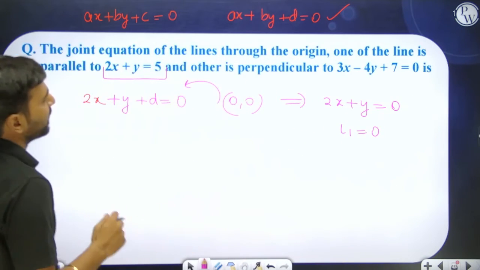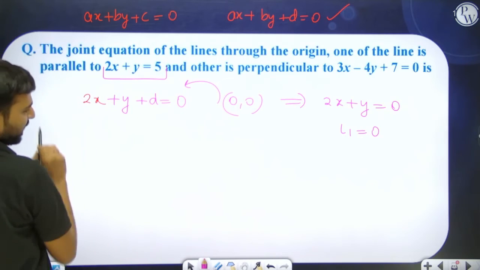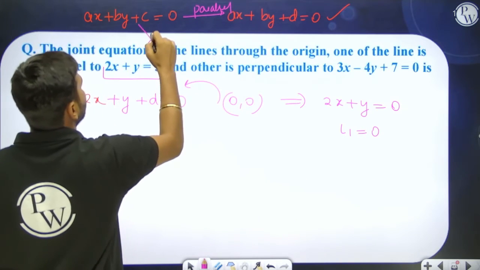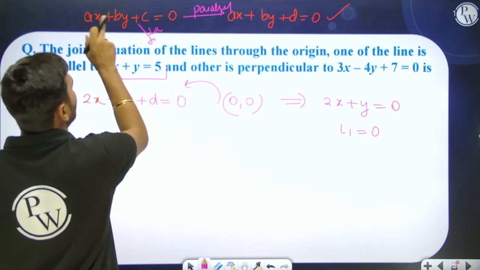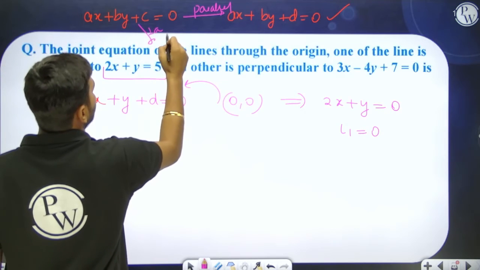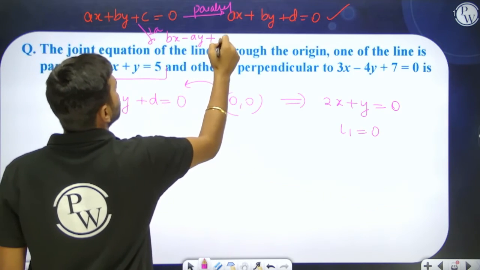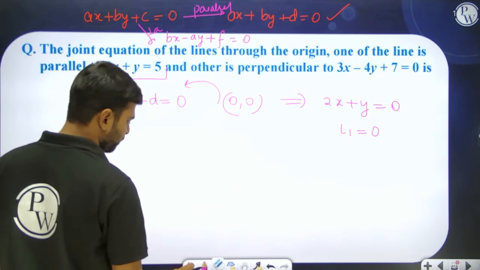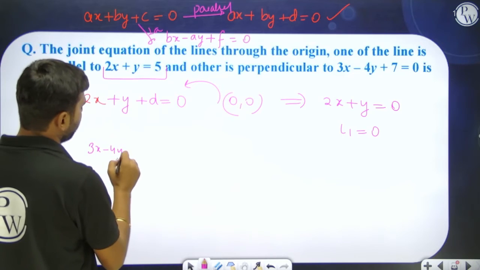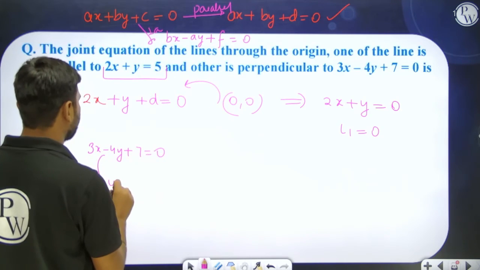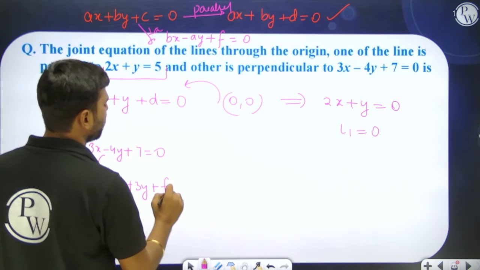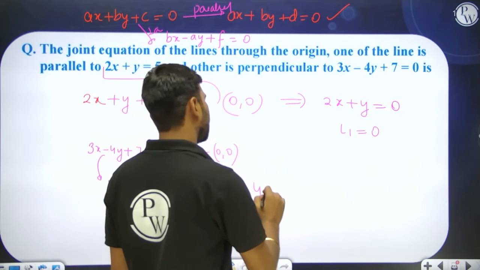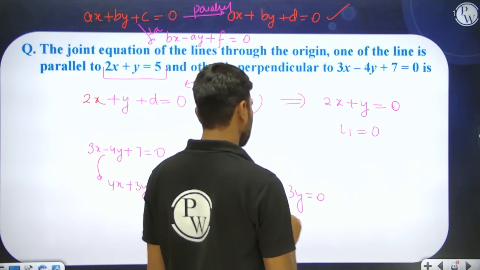The other line is perpendicular to this. If I want to write a perpendicular line, we change the coefficients of x and y and put a minus sign on one of them: bx minus ay plus some constant, let's say f. So for a perpendicular line to 3x minus 4y plus 7 equal to 0, the perpendicular line will be written as 4x plus 3y plus some constant f equal to 0. Now, if that also passes through 0, 0, the line will be 4x plus 3y equal to 0, which is L2 equal to 0.